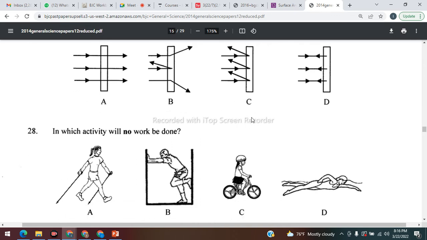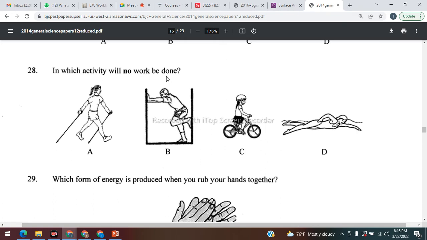In which activity will no work be done? B. I mean, it's obvious. They're in a box and they're trying to push the wall, but they cannot push it. Unless you use the Hulk. Work is force times distance in the direction of the force. So the distance here is going to be 0, so work will end up being 0. You just put in effort for nothing.